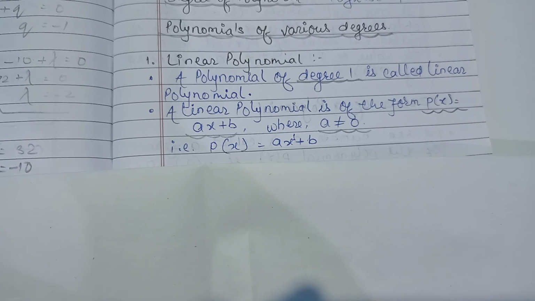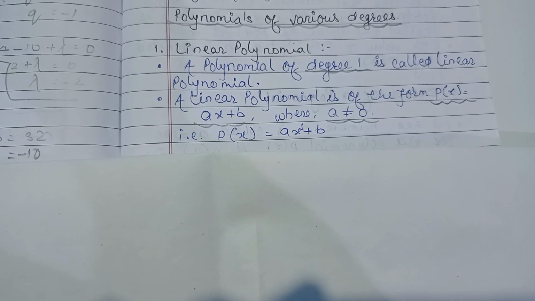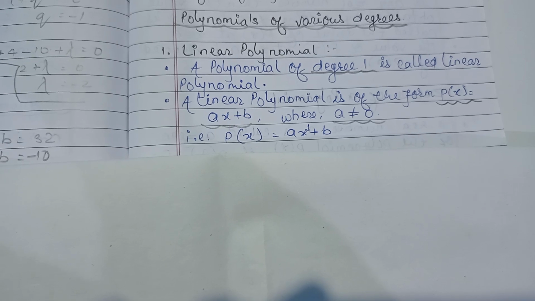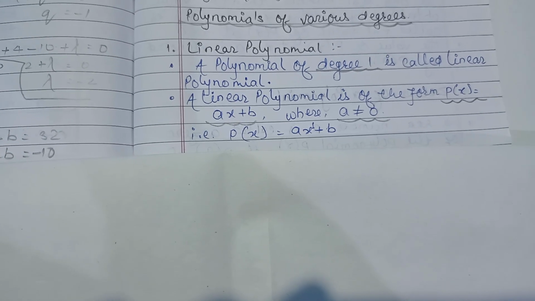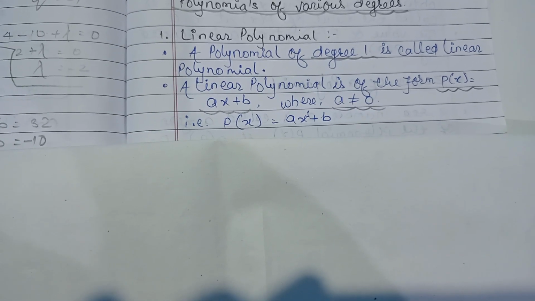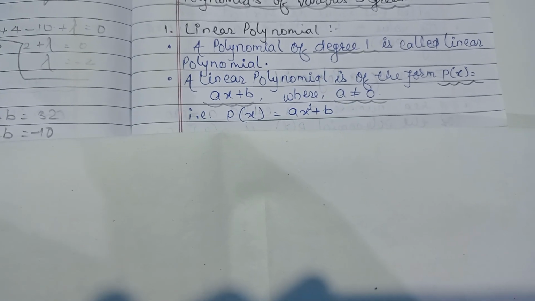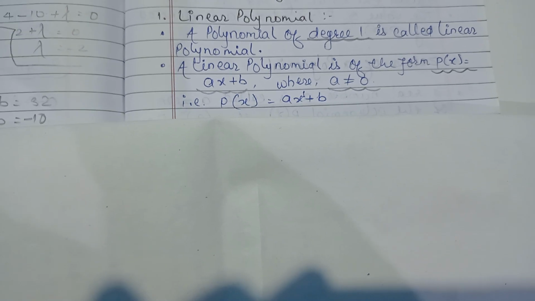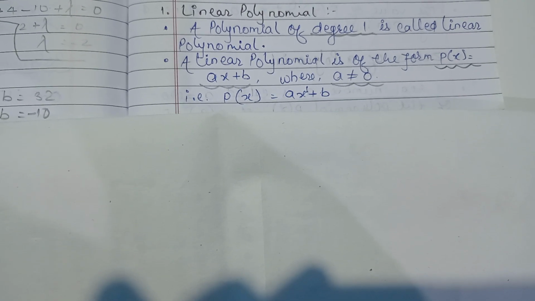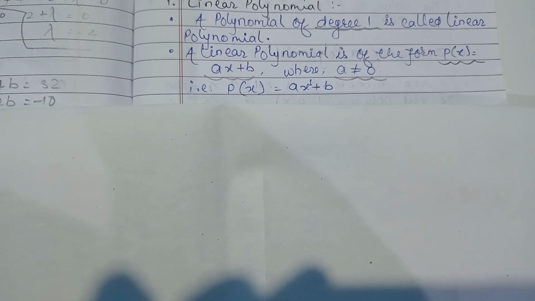Now let's see polynomials of various degrees. The first is the linear polynomial. A polynomial of degree 1 is called a linear polynomial. A linear polynomial is of the form p(x) = ax + b, where a is not equal to 0, and the degree of x is equal to 1.